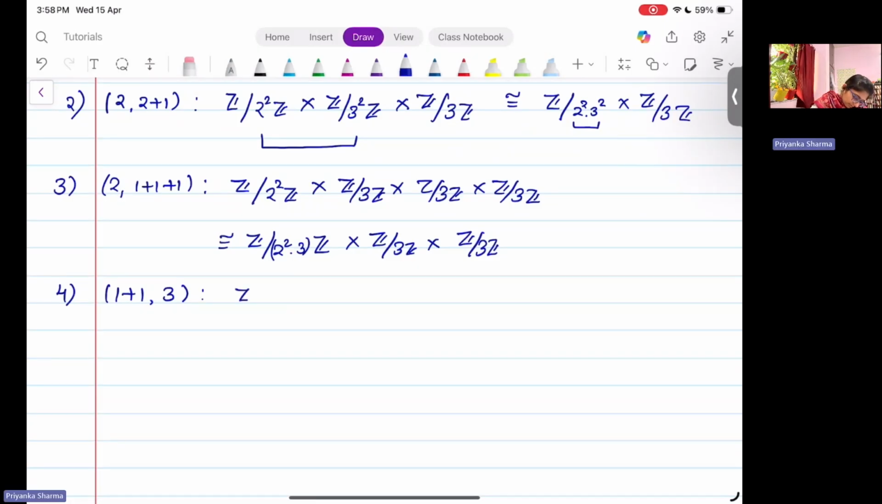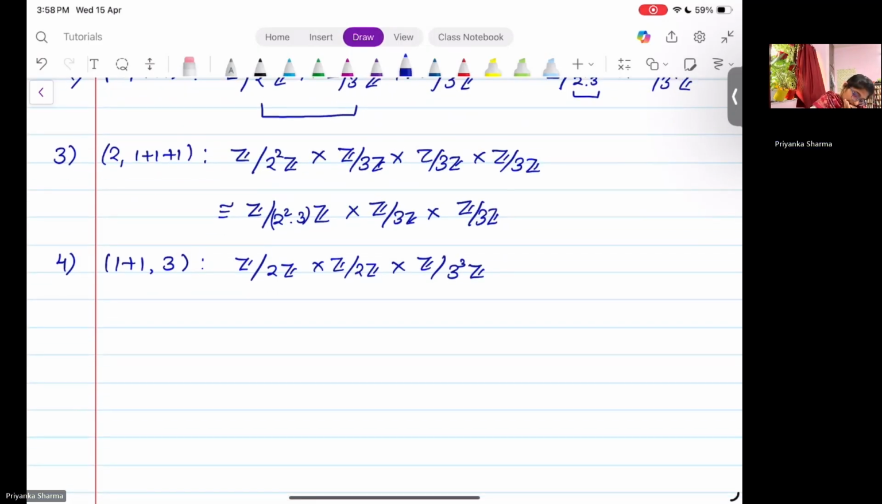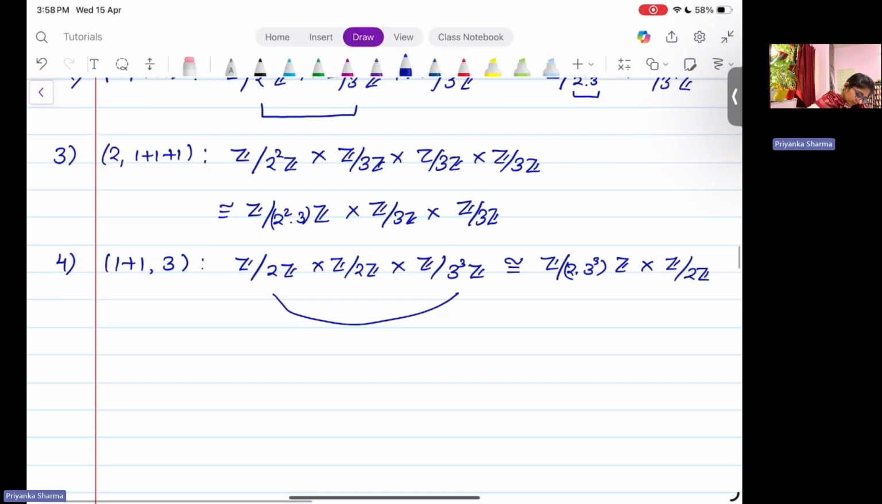So for this, we will have Z mod 2Z cross Z mod 2Z cross Z mod 3Z, which is isomorphic to, again, we will club the highest power of 2 and highest power of 3. So we can club these two. We will have Z mod 2 into 3 cube Z cross Z mod 2Z. Okay.